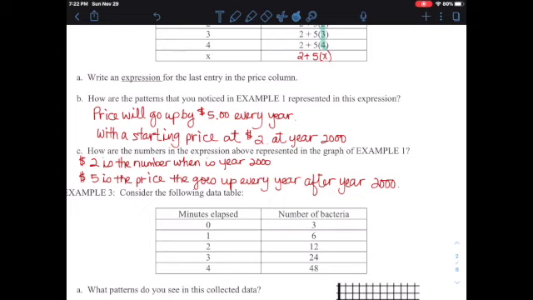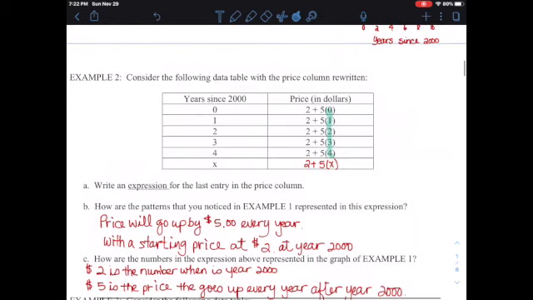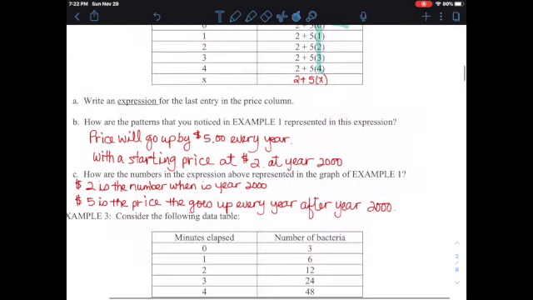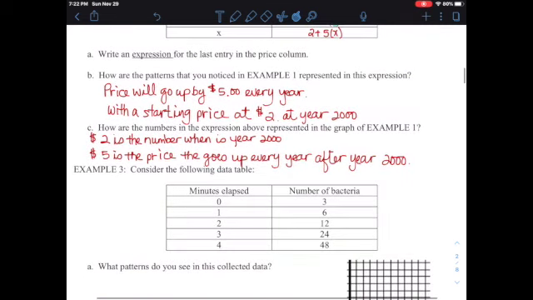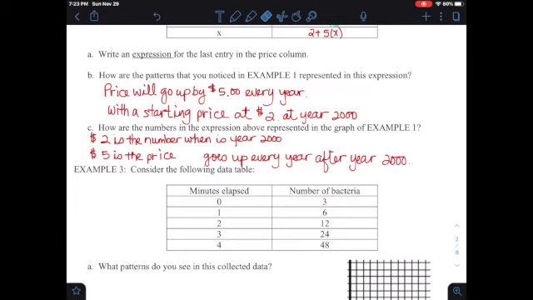And the next one is how are the numbers in this expression above represented in the graph? Well, the $2 is going to be the number when it is year 2000, and you can see that based on the graph you see above, which is right here. In year 2000 it's going to be $2. And then as it goes up, it says $5 is the price. Sorry, that should be that.